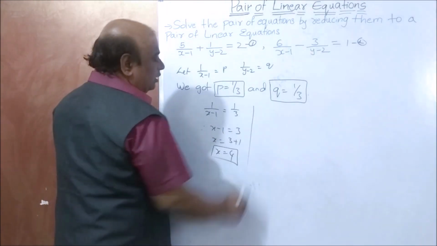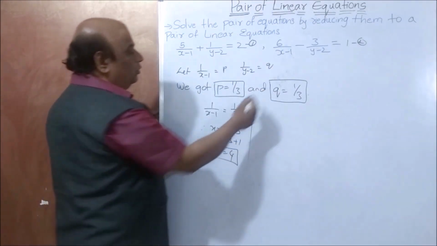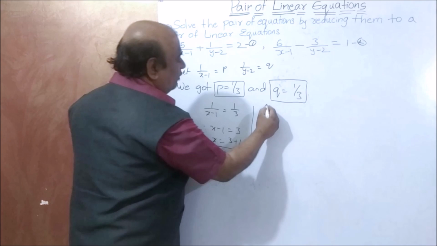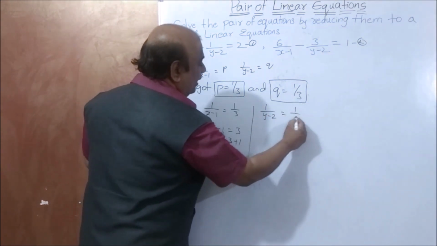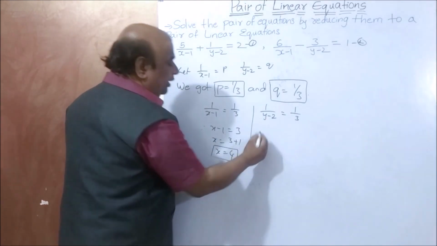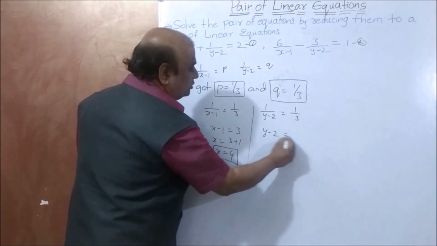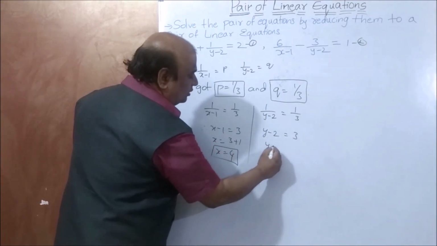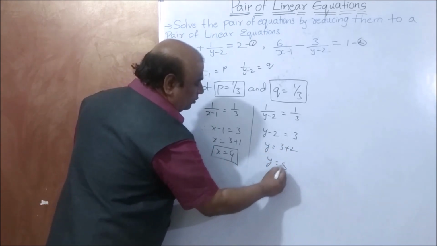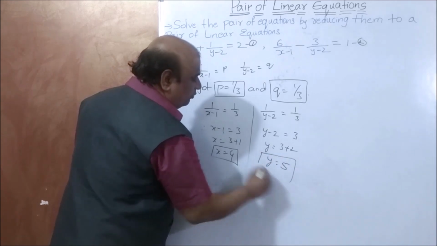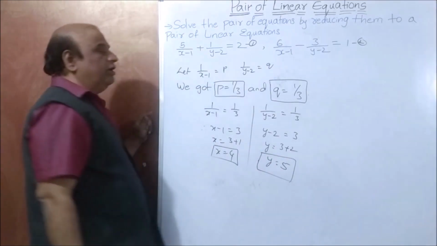After that, how to find the y value? Q is equal to 1 by 3 means 1 by y minus 2 is equal to 1 by 3. Again you take reciprocals, y minus 2 is equal to 3, y is equal to 3 plus 2, y is equal to 5. Like this we can find the x and y values.